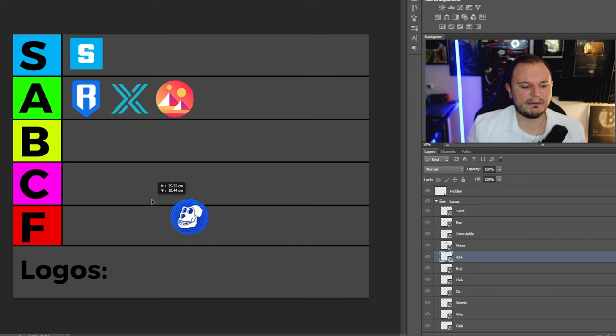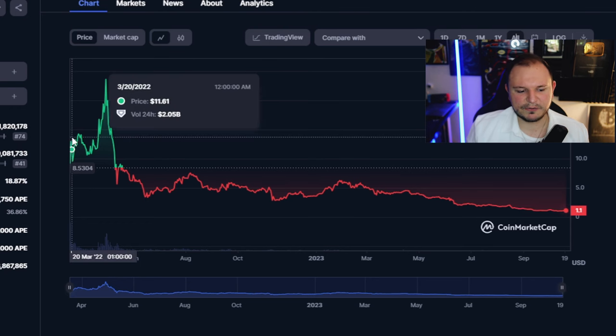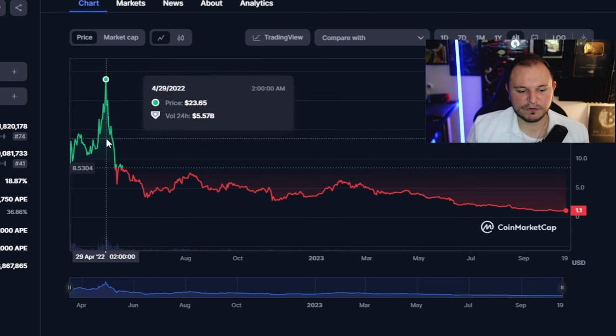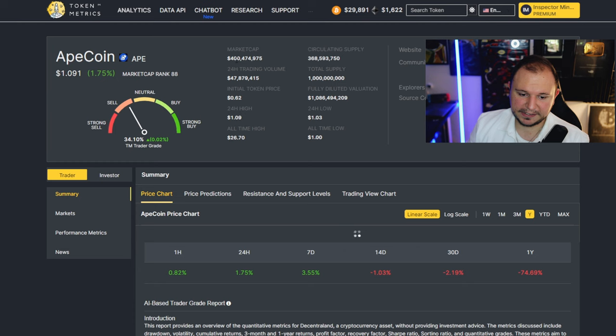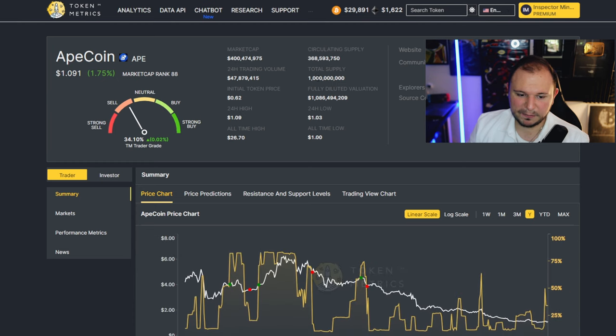F tier right away. I don't like it. I never did. I never will. But okay, let's analyze it a little bit before I just place it on F. Came out at the beginning of 2022. Reached a high of over 20 bucks. Now currently sitting at $1. It has a 400 million market cap. Absolutely huge market cap. And a total supply of 1 billion coins with circulating a little bit below 400 million.